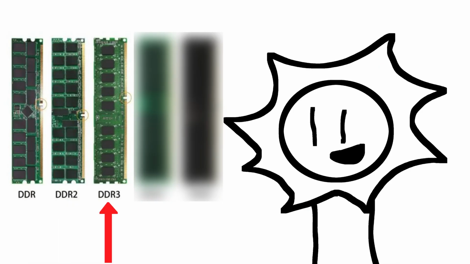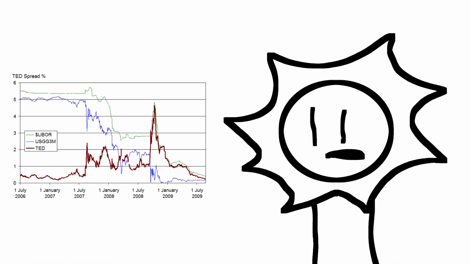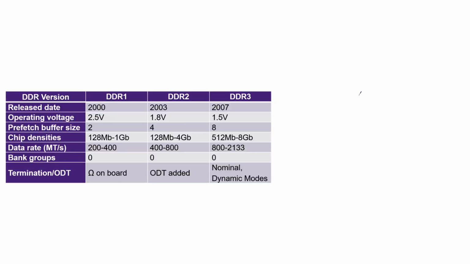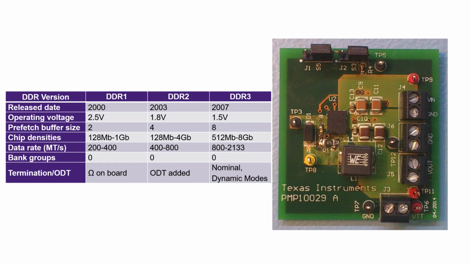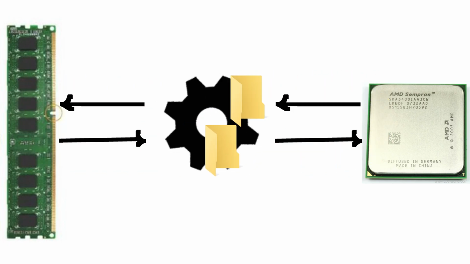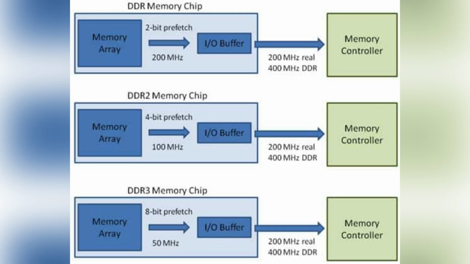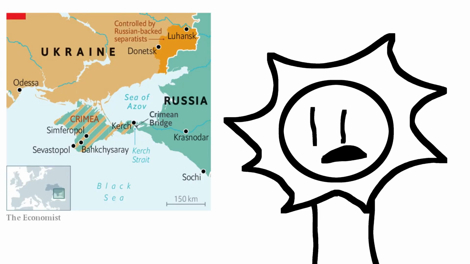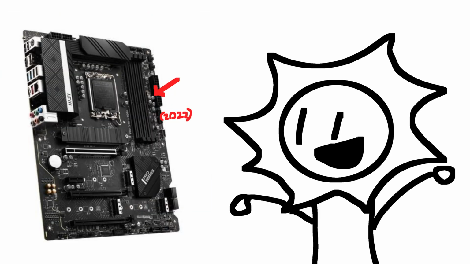DDR3 was the next evolution of computer memory, introduced in 2007, which further increased the data transfer rates and reduced power consumption compared to DDR2. DDR3 used a higher clock rate and improved prefetching techniques, which allowed it to achieve higher data transfer rates compared to DDR2. Much of the same was true for DDR4, which was introduced in 2014, and is still used consistently nearly 10 years later in 2023.